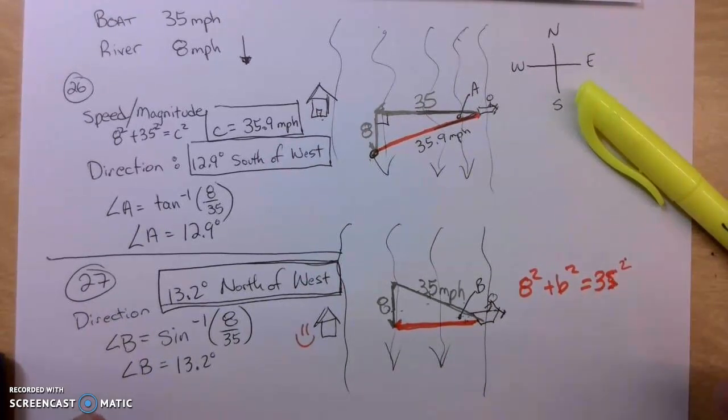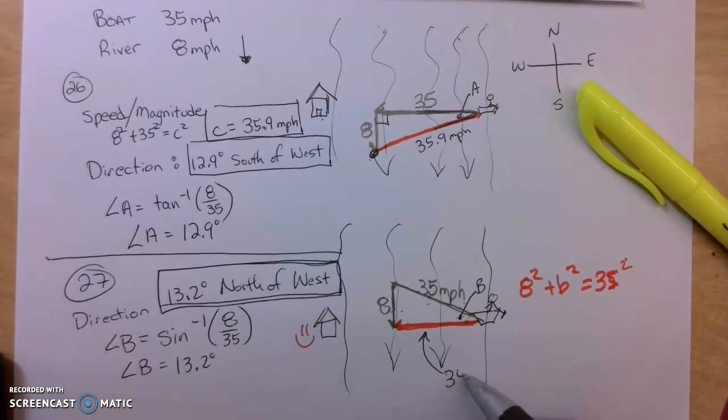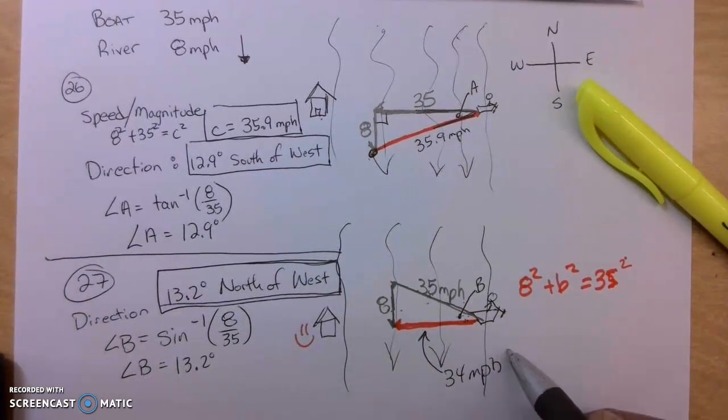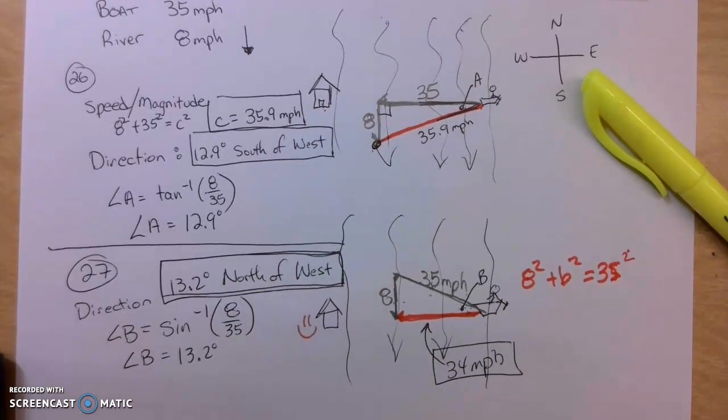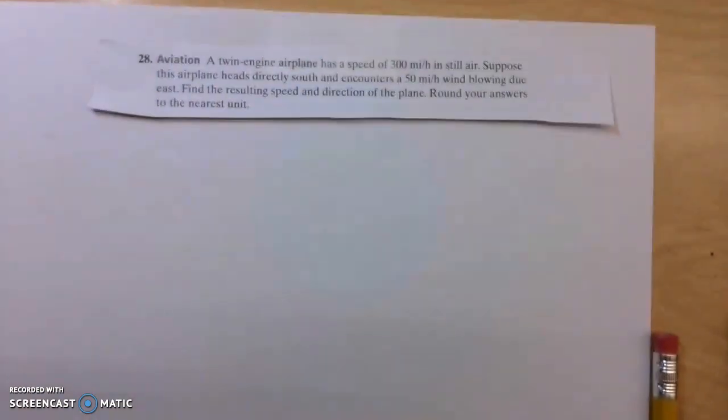Well, that's an ugly number, and it actually ends up being approximately 34 miles per hour. So the current slows him down. They didn't ask for that, but there it is. Number 26 and 27. All right, now we're going to take a look at 28 on page 456.